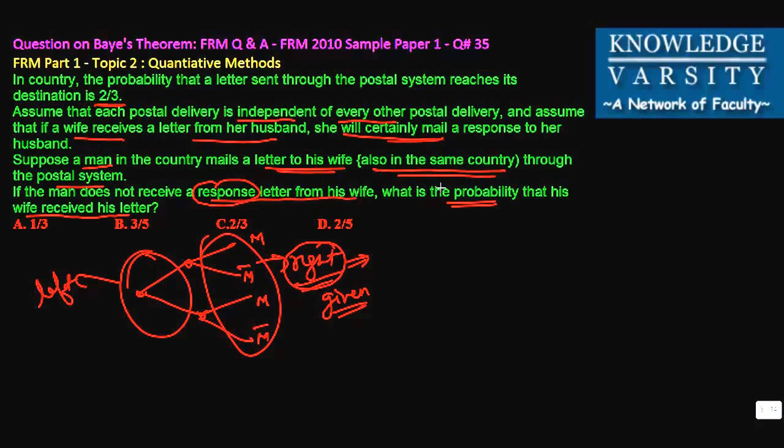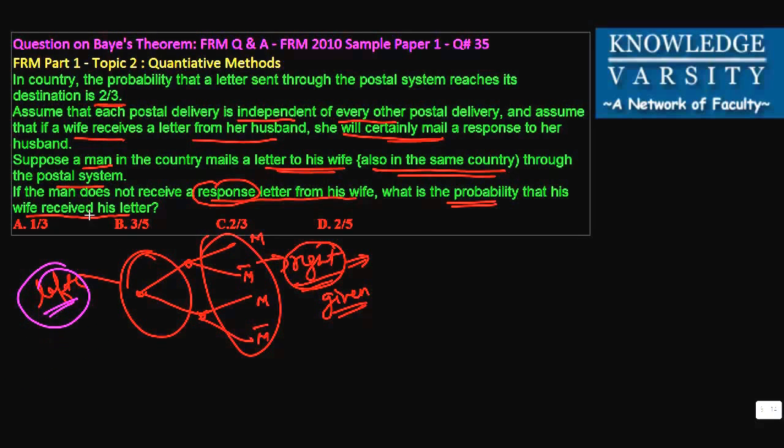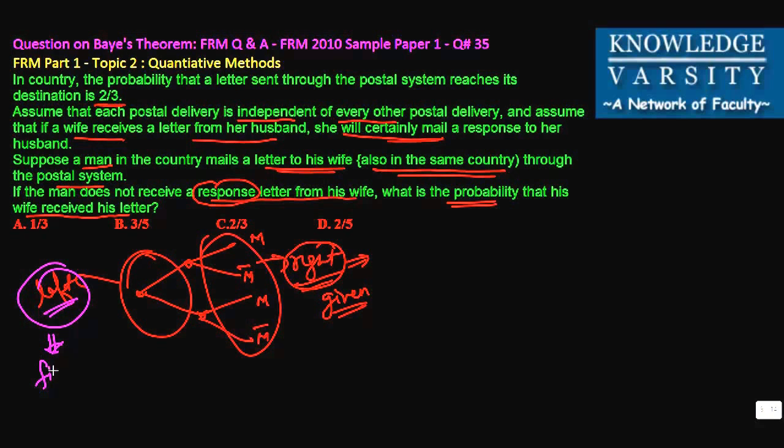They are asking what is the probability that his wife received the letter. So the probability that his wife received the letter should be on the left part. The left part should hold what is to be found out, whatever we are finding. So the right part should be what is given and the left part should be what is to be found.